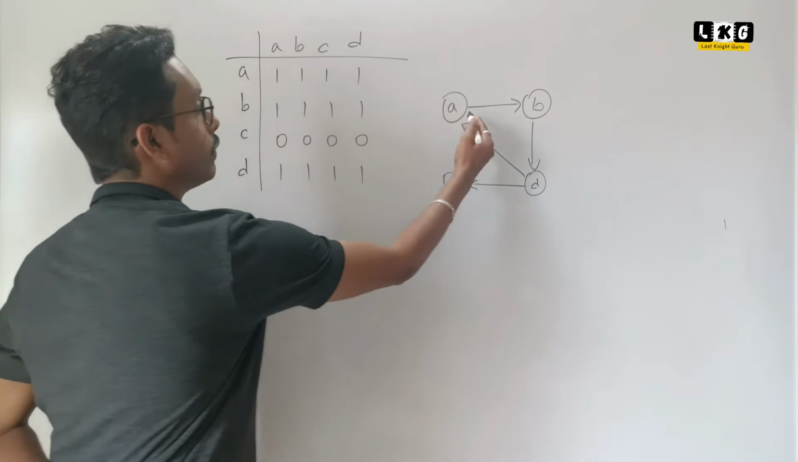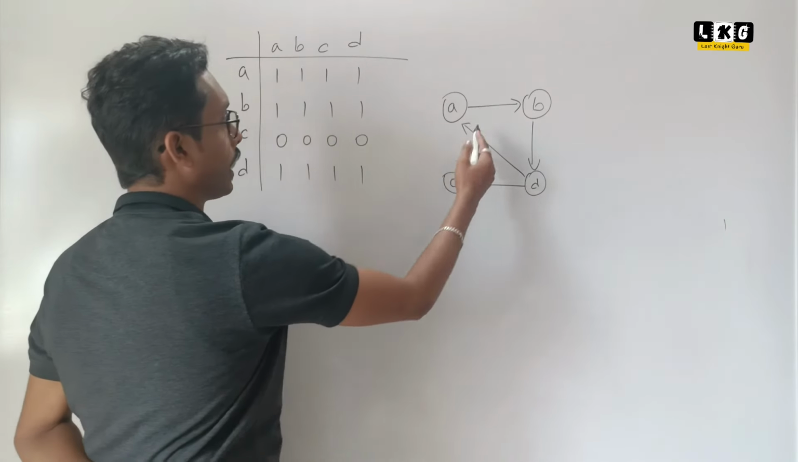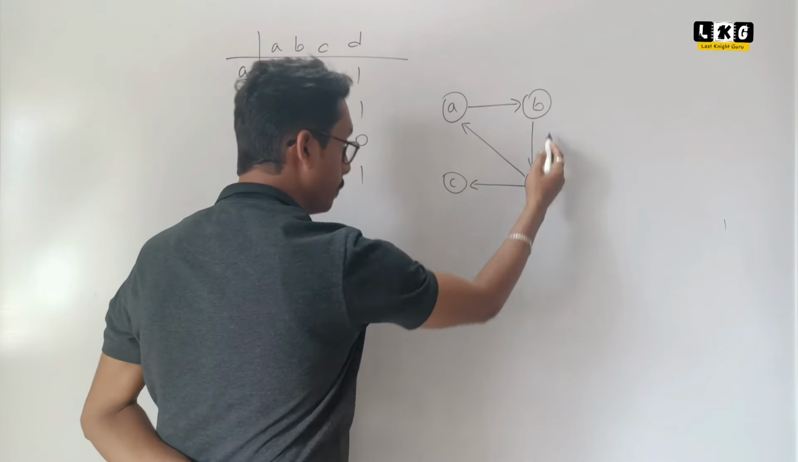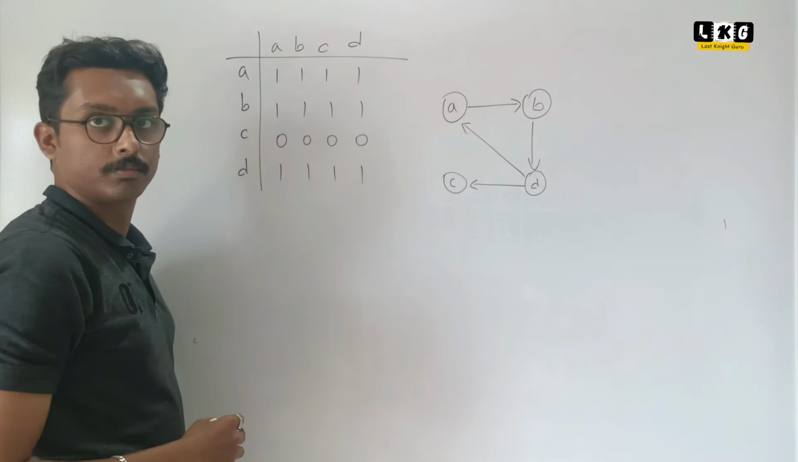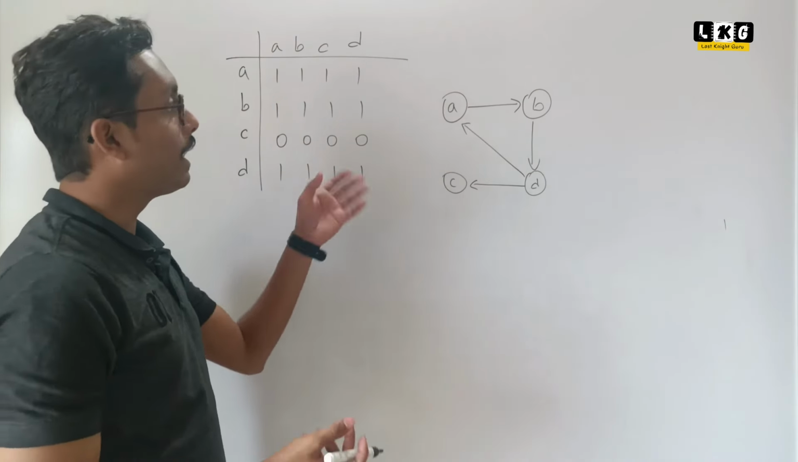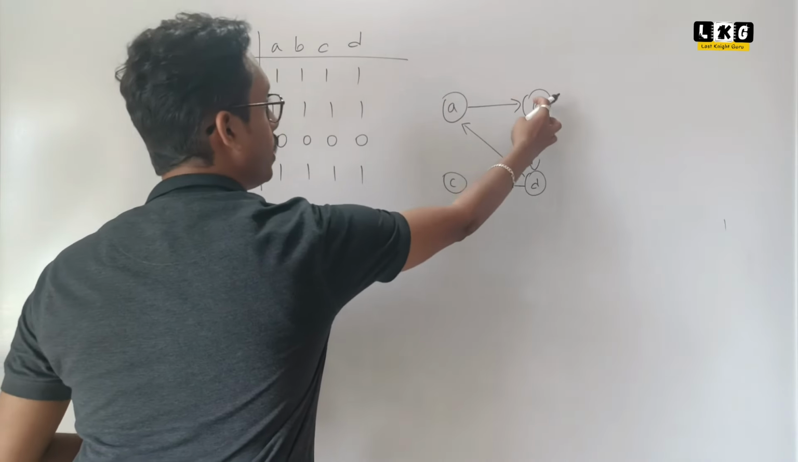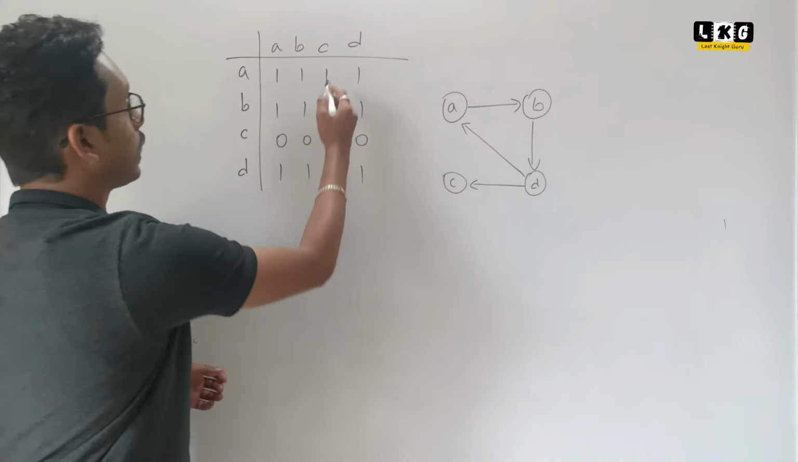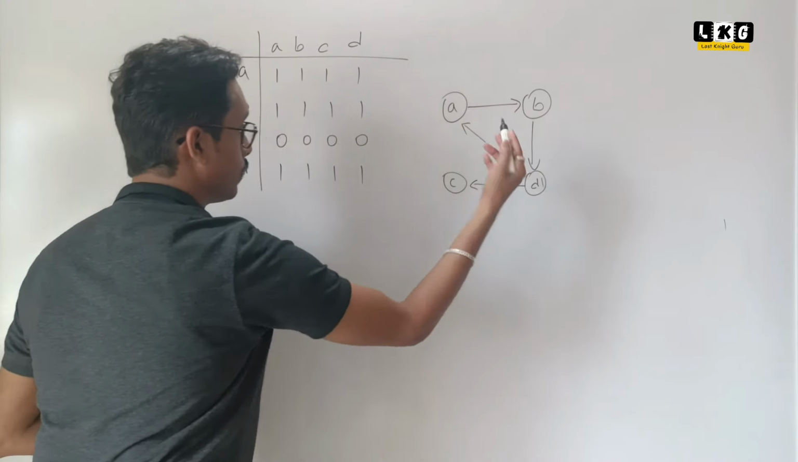What about A to B? We have a direct route. Yes. A to C. Can we go from A to C? Yes. A to B, B to D, and then from B to C. So it is not compulsory that you should have a directed route. Okay, an indirect route is also fine. So A to B, B to D, and then from D to C we can go. What about A to D? Same thing. Yes, we can go.